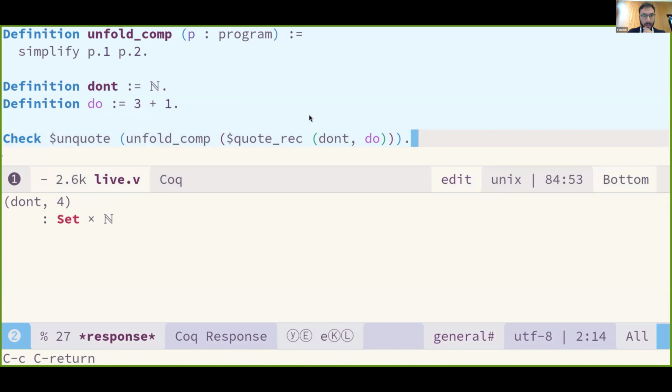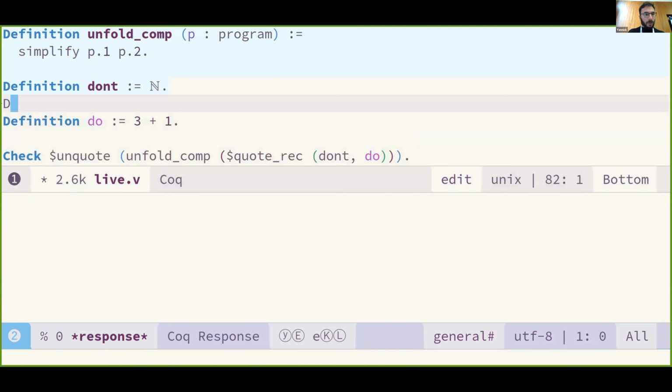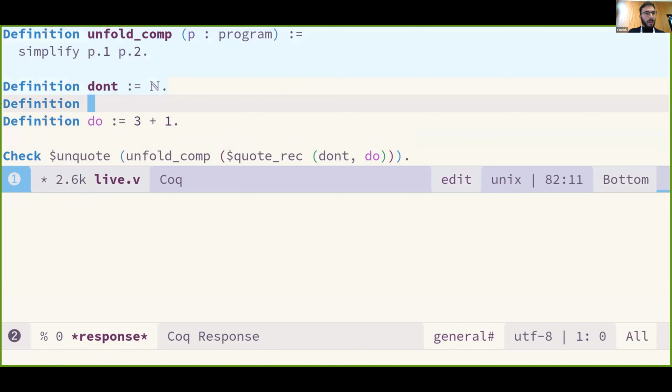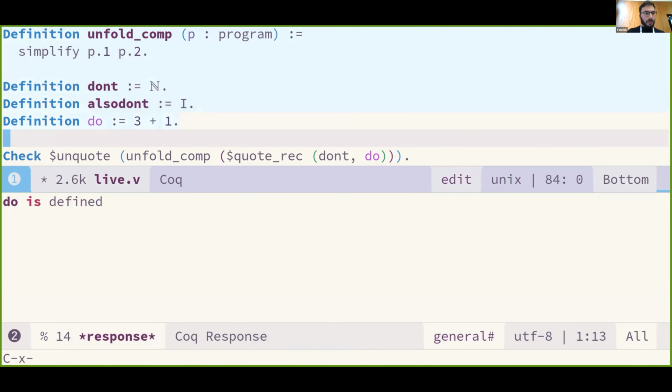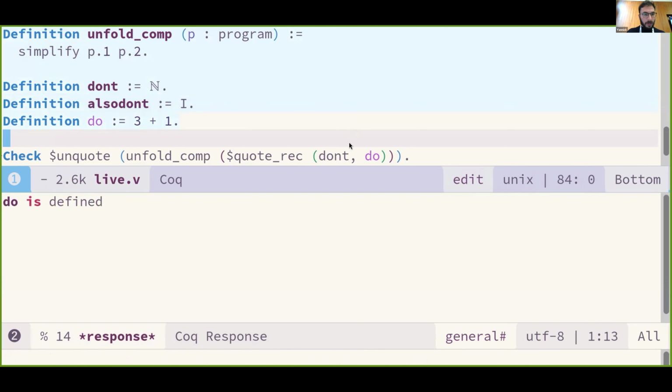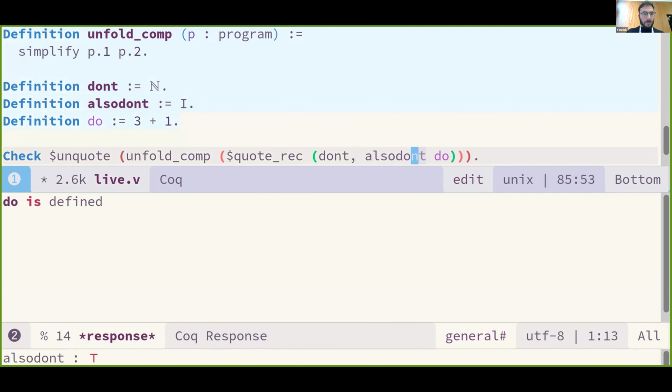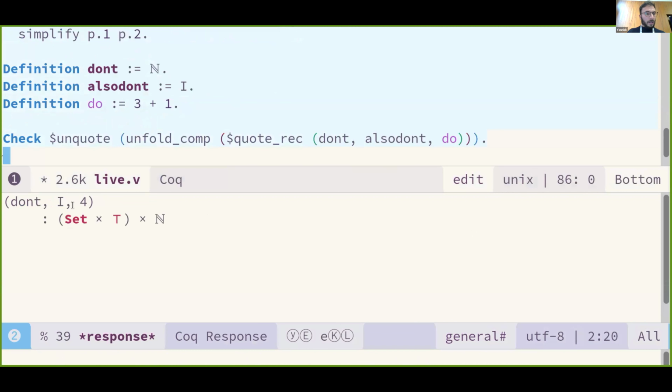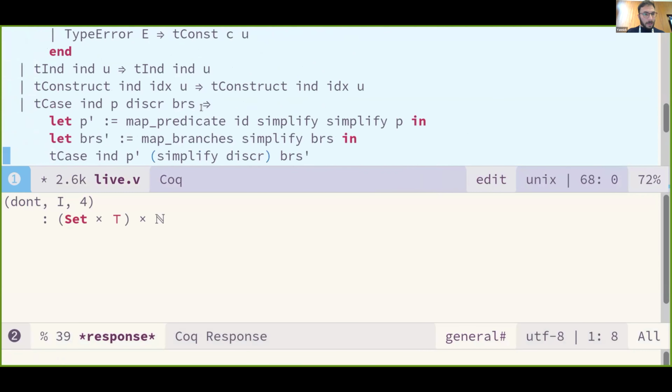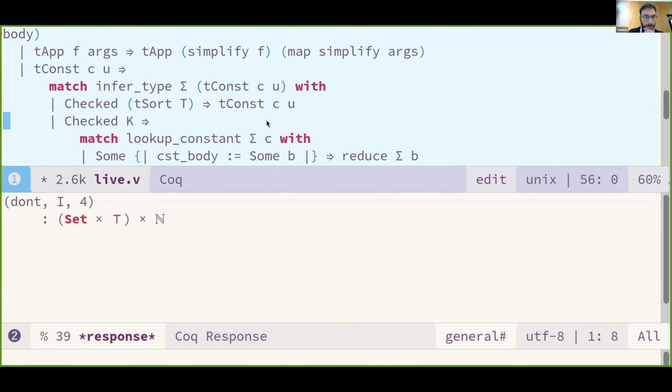Now let's also follow actually the exercise, because I think if we have a proof here, it's still going to keep the proof. Let's just definition also don't. Let's put the constructor I of truth. And I think also don't. It is now going to unfold this, but we don't want it to unfold because we want to keep propositional constants there. So we will have to change something.